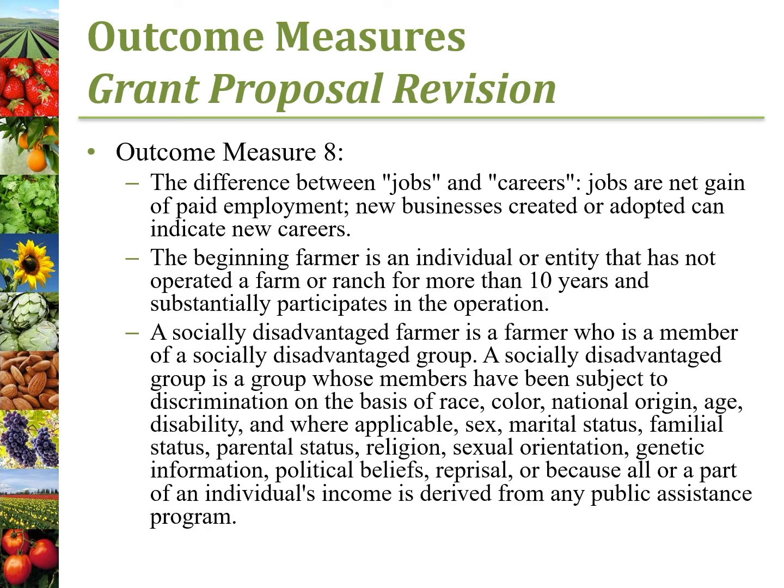The beginning farmer is an individual or entity that has not operated a farm or ranch for more than 10 years and substantially participates in the operation. And a socially disadvantaged farmer is a farmer who is a member of a socially disadvantaged group. A socially disadvantaged group is defined as a group whose members have been subject to discrimination on the basis of race, color, national origin, age, disability, and where applicable, sex, marital status, familial status, parental status, religion, sexual orientation, genetic information, political beliefs, reprisal, or because all or part of an individual's income is derived from any public assistance program.